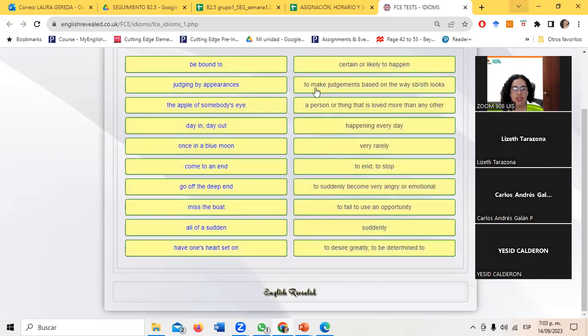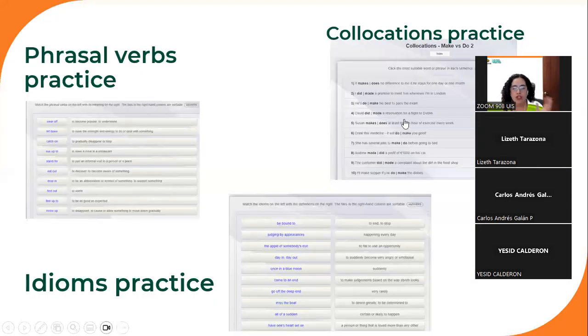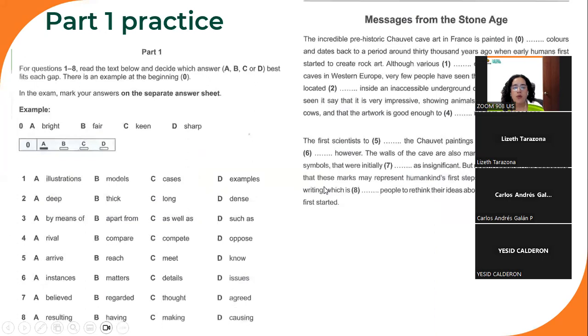Okay, there we have our answers. When you miss the boat, you fail to use an opportunity. All of a sudden means suddenly, de repente. And to have one's heart set on: to be determined to do something. I have my heart set on this, so it means that I'm determined to do this, right? Excellent, guys. So that's our review of collocations, phrasal verbs, and idioms. Now we're going to take a look at this type of exercise. We're going to practice it here, and then we move to the second type of exercise, okay?